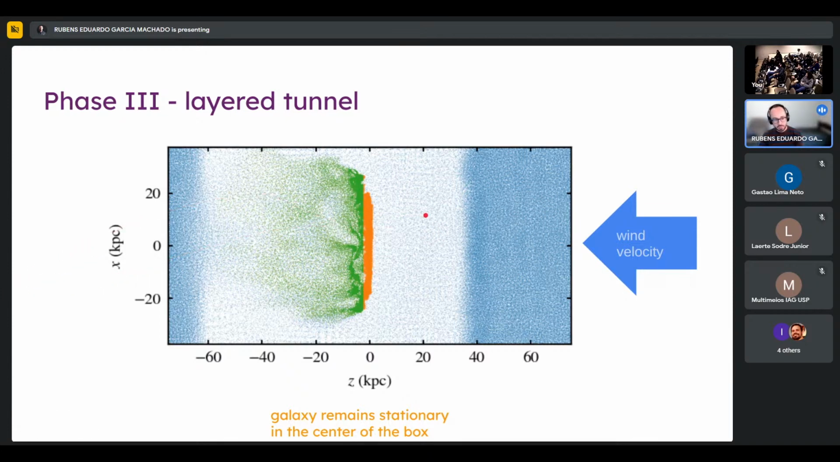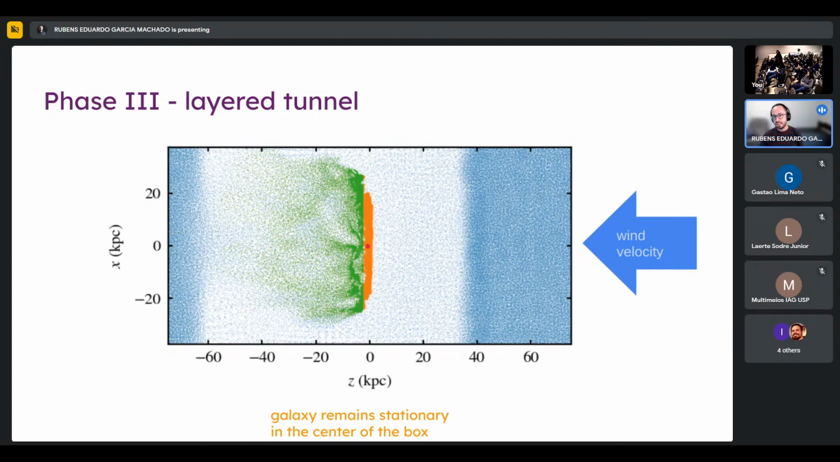And the idea, we can see in this image that the galaxy is at this moment at the low density gas, in other words, outside of the cold front. The galaxy remains stationary at the origin, but the blue particles, which represent the gas of the intracluster medium and the sloshing cold spiral, they move towards the left as the simulation progresses.